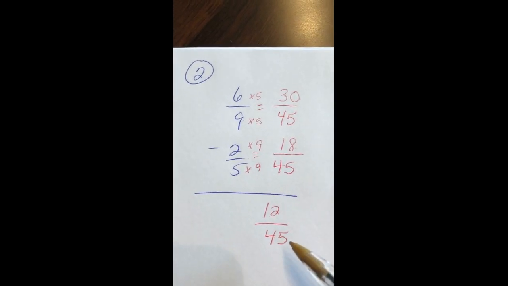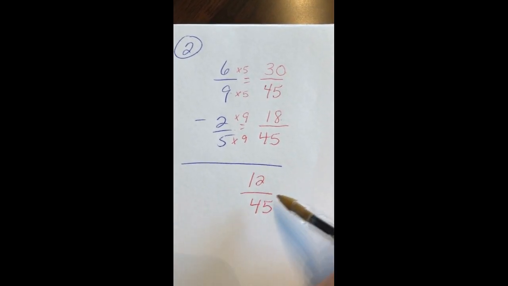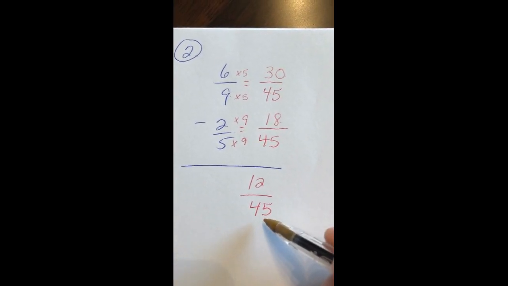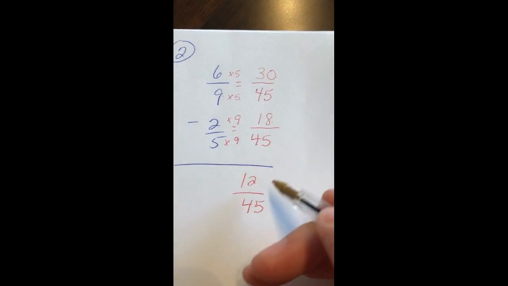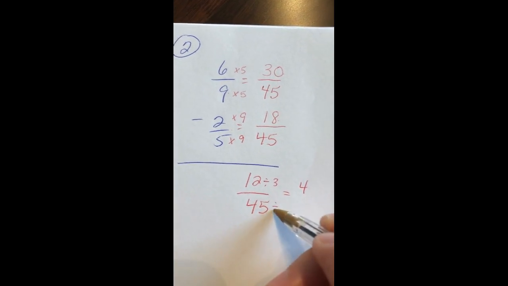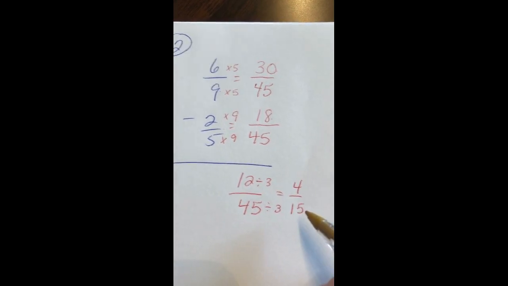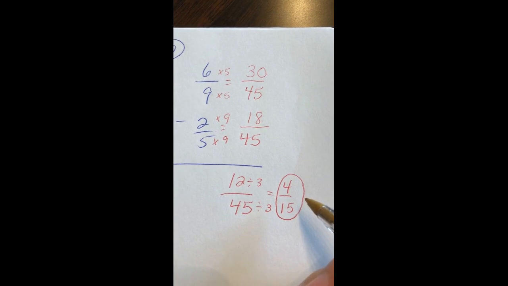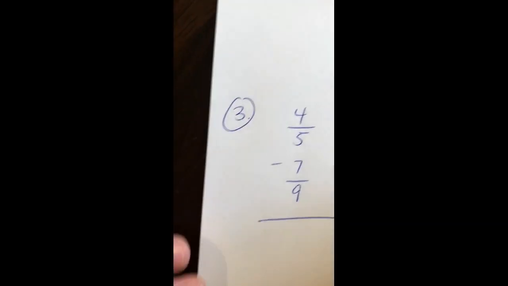And my last step is to simplify. So I know that I can divide these both by 3, because if I add the digits, 2 plus 1 is 3, 3 divides by 3. 4 plus 5 is 9, and 9 divides by 3. So both of these I can divide by 3. So 12 divided by 3 is 4, and 45 divided by 3 is 15. So my answer is 4/15. Let's move along and complete problem number 3.